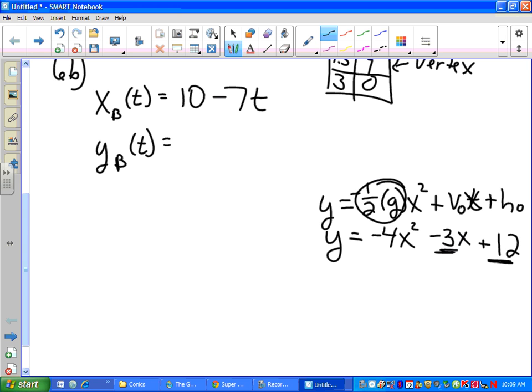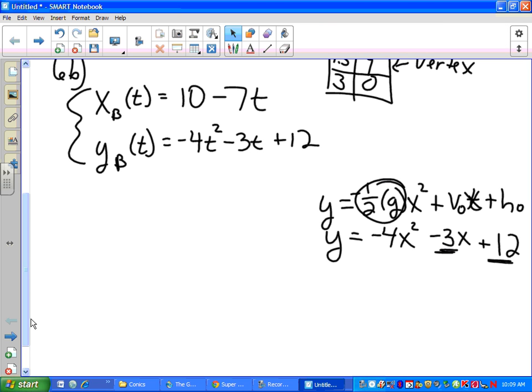Okay, so we're going to transfer it up here, and we're going to have to change our x's to time. So -4t squared minus 3t plus the height that it started at, which is 12. So there we are. We have another set of parametric equations, for Luigi and the bomb together.